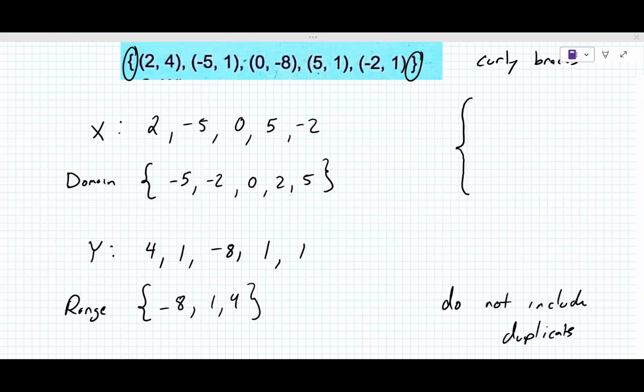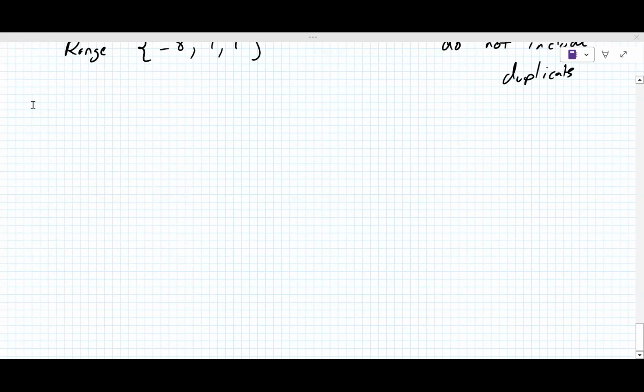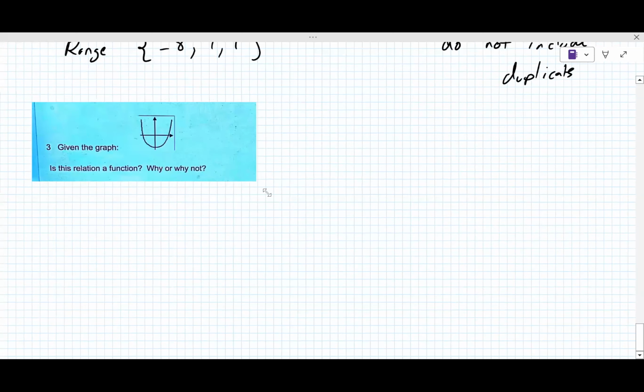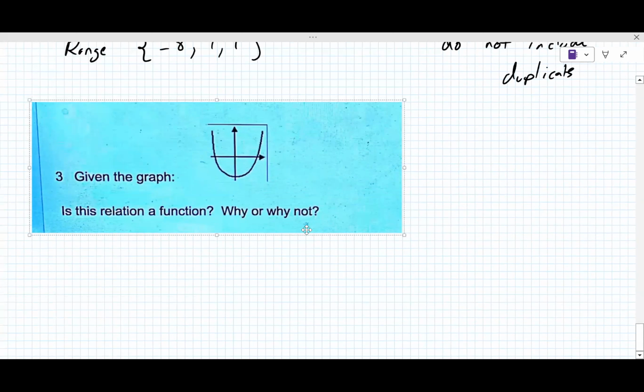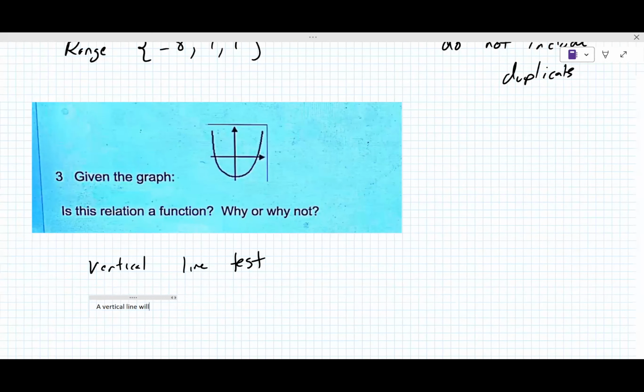Okay. Number 3, it says to look at the graph and determine if this relation is a function. So there is what's called the vertical line test. And what it says is that a vertical line will intersect the graph, or curve, we should maybe say curve, only one time.